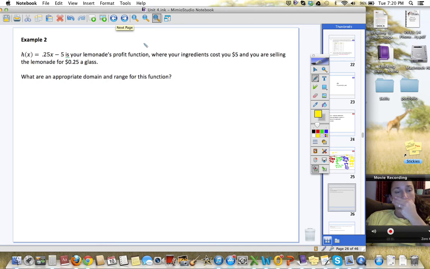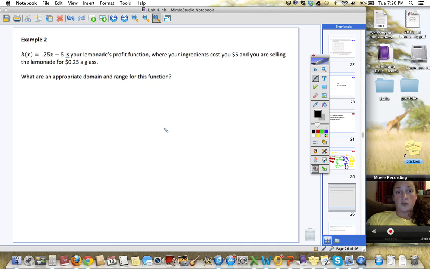Okay, so example 2. H of x equals, let me get out of yellow real fast. I don't want to do yellow. So h of x equals 0.25x minus 5 is your lemonade profit function, where your ingredients cost you $5 and you are selling the lemonade for 25 cents a glass. What is an appropriate domain and range for this function? So I'm not even asking you to plug anything in right now. I'm just asking you for what's an appropriate range and domain.